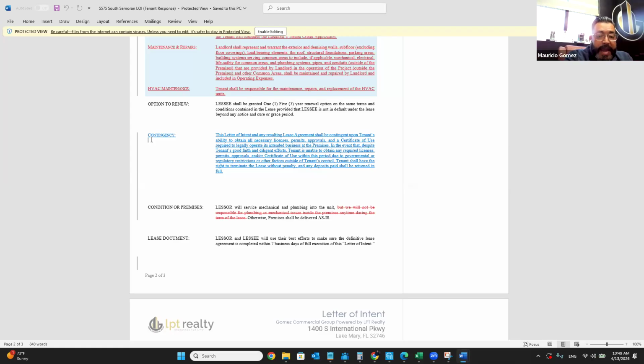This letter of intent and any resulting lease agreement shall be contingent upon tenant's ability to obtain all necessary licenses, permits, approvals, and a certificate of use required to legally operate its intended business at the premises. In the event that despite tenant's good faith and diligent effort, tenant is unable to obtain any required licenses, permits, approvals, and/or certificate of use within the period due to governmental or regulatory restrictions or other factors outside of tenant's control, tenant shall have the right to terminate the lease without penalty, and any deposits paid shall be returned in full.